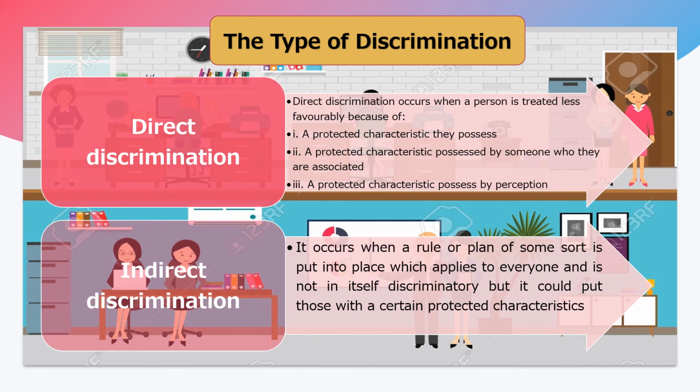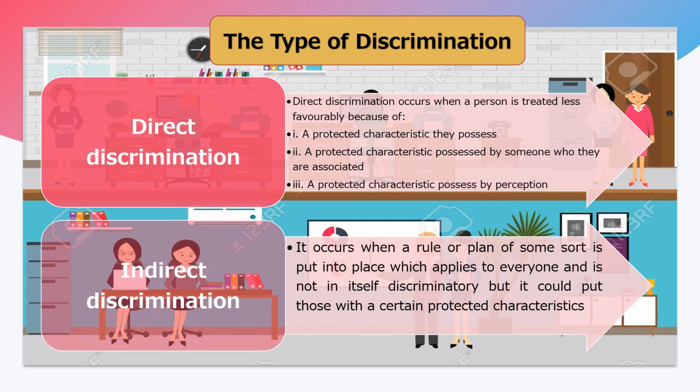Next, we learn about the types of discrimination. There are four types of discrimination. First is direct discrimination. Direct discrimination occurs when a person is treated less favorably because of a protected characteristic they possess. Next is a protected characteristic possessed by someone with whom they are associated, for example, between family members or friends. Next is a protected characteristic possessed by perception.